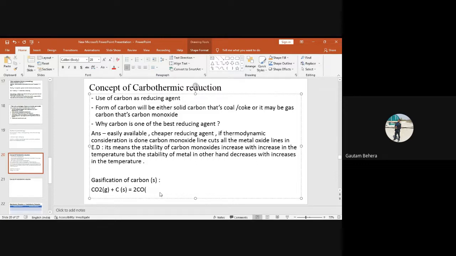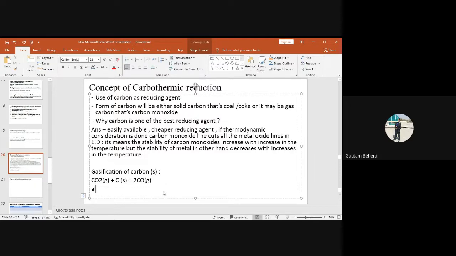Some industries are now doing reduction by using gasification of carbon or gasification of coal. Instead of using coal or coke directly, they are using this carbon monoxide gas after doing gasification. And this reaction is also called the solution loss reaction.